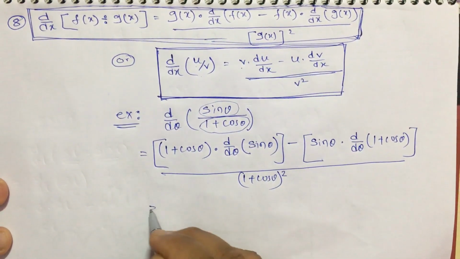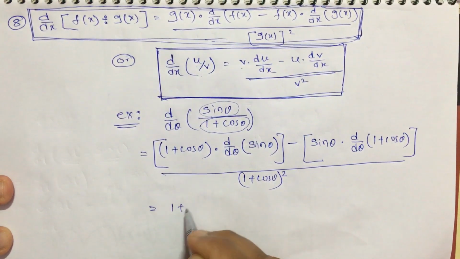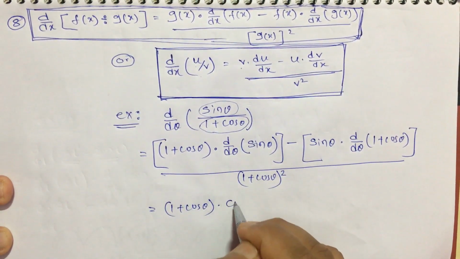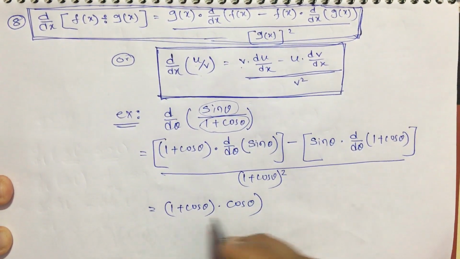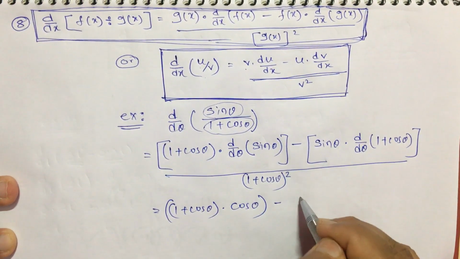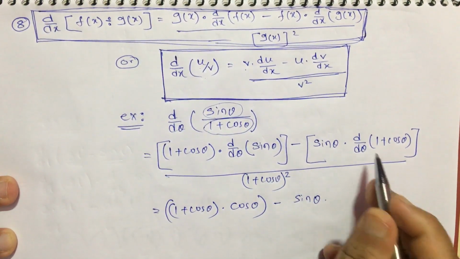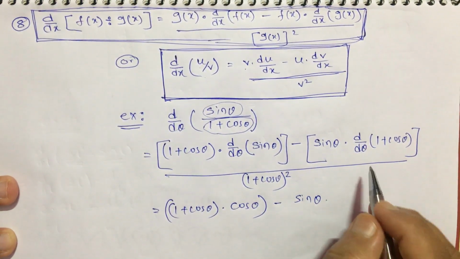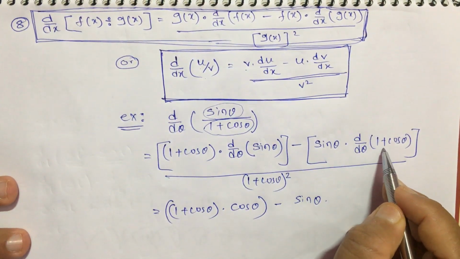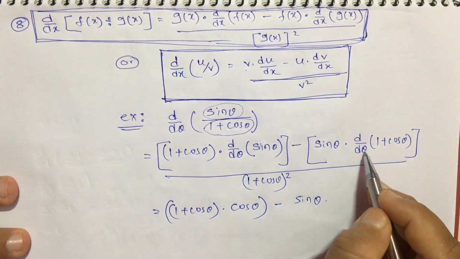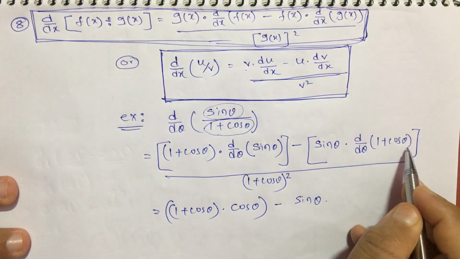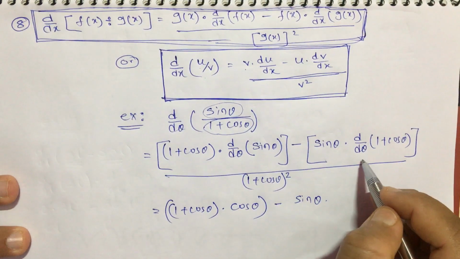Okay. So, I can write it like 1 plus cos theta whole into d by d theta of sin theta, that we know is cos theta, okay, minus this term will be sin theta into d by d theta of 1 plus cos theta. How can you write it? d by d theta of 1, because you can see there is addition here. So, d by d theta of 1 plus d by d theta of cos theta. I am not writing it, I am just telling how to do it.